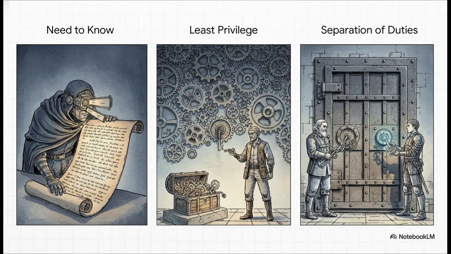Second, we have least privilege. This governs the actual execution of commands, making sure subjects have only the absolute bare minimum permissions necessary, no extra access just for convenience. And finally, separation of duties. This intentionally splits up high-risk workflows across multiple, distinct roles to establish internal friction against fraud.